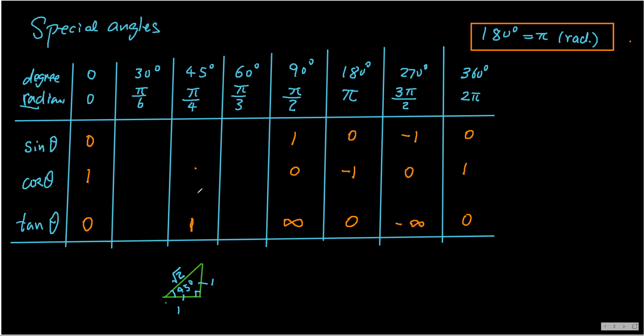Okay. So by definition, what is sine theta? So this is theta. Sine theta is opposite over hypotenuse. Can you see, right? Can you write down here? 1 over square root of 2. So 1 over square root of 2.